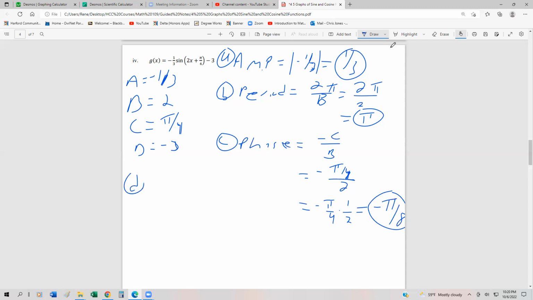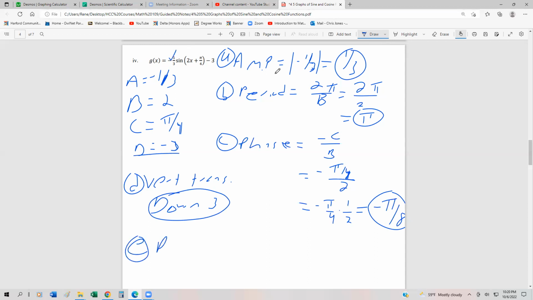For the vertical transformation, that's going to be down 3, and that's just because we have d equals negative 3. And finally, since a is less than 0, there's going to be a reflection. Reflect in the x-axis just because a equals negative 1/3, which is less than 0. Given all of that, let's go ahead and plot this function. That'll be the last function we plot in this video.